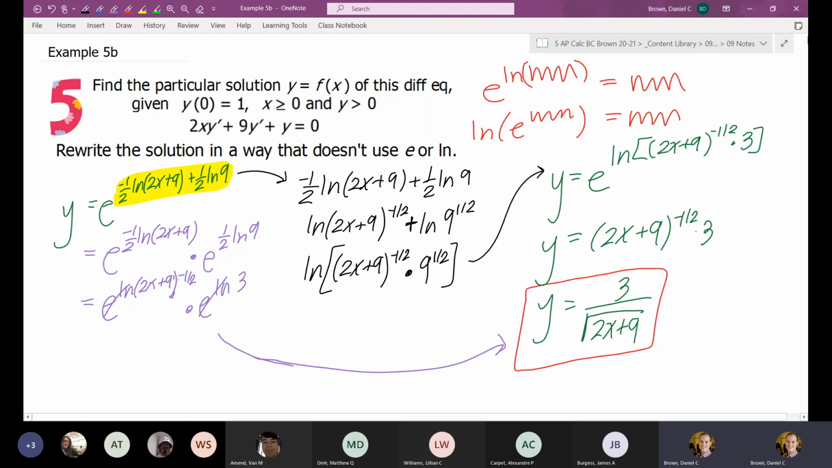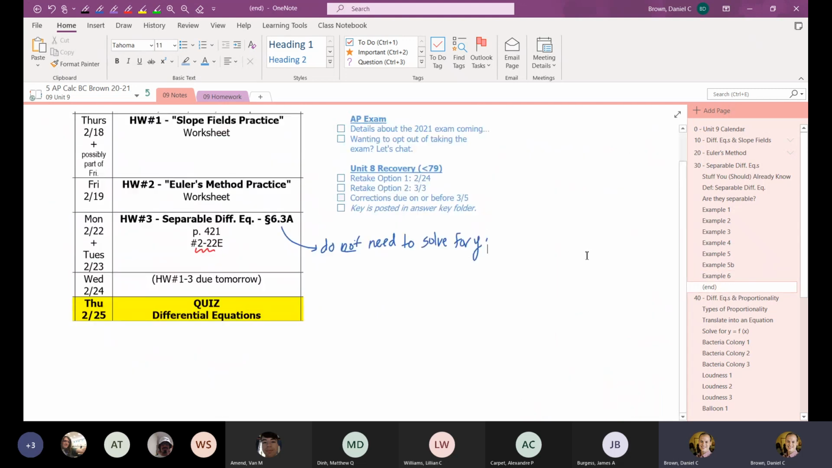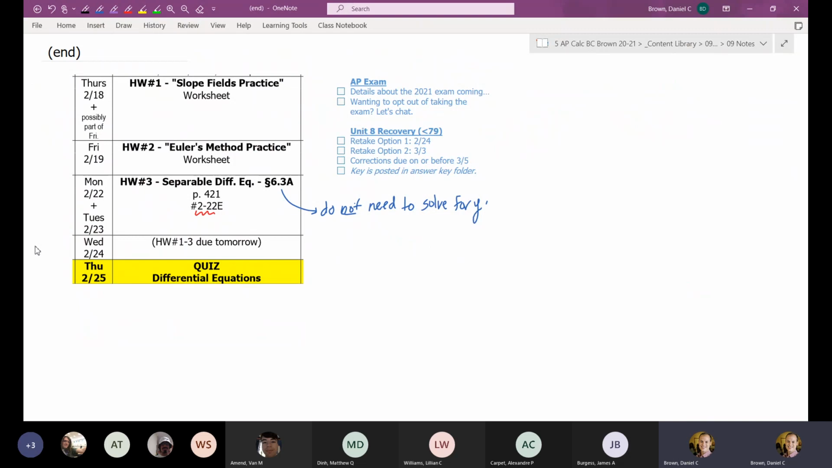All right, so what I want you working on today, that's it for the notes portion of class. Your quiz is on Thursday, so I mainly want you to continue working on homework number 1, homework number 2, and then homework number 3. Remember on homework 3, you do not need to solve for y unless you're looking at your general solution and you don't think you would be able to solve for y pretty easily. Otherwise, go ahead and try it.